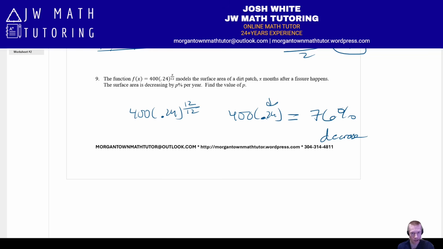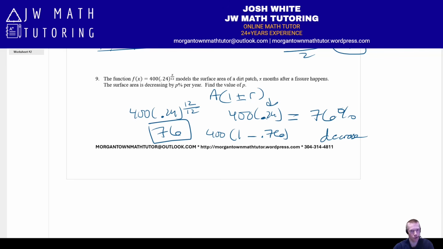The reason is that this 0.24, you could write as 1 minus 0.76. Because exponential functions, the general form of them, you have the a, the initial amount out front, and then it's 1 plus or minus r. And r is either your growth rate or your decline or decrease rate. So in this one, the decrease rate is 76%, which corresponds to multiplying by 1 minus that number, which is 0.24. So the value you would enter for p is 76.